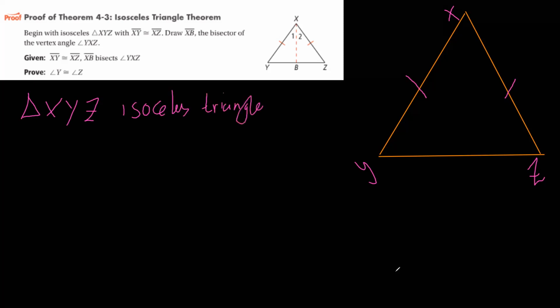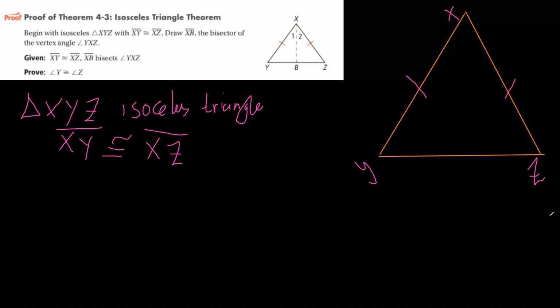what do I mean by an isosceles triangle? Isosceles triangle means it has two congruent sides. So XY is congruent with ZX. This is the first, XY with XZ, sorry. Because it is an isosceles triangle.